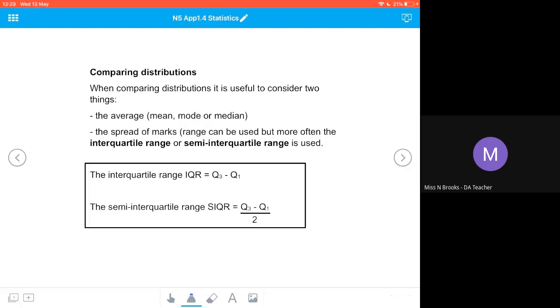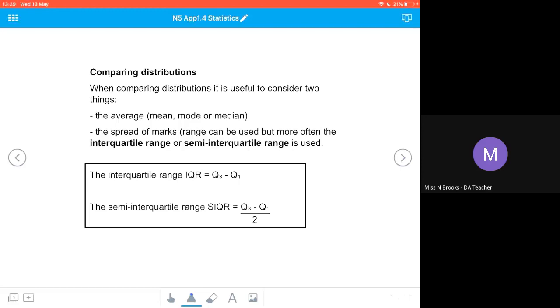So when we're comparing distributions, it's often useful to consider two things. The average, so remember there's three different types of average. There's our mean, which is our total number of numbers divided by how many numbers we've got. The mode, which is the most common number in our list.